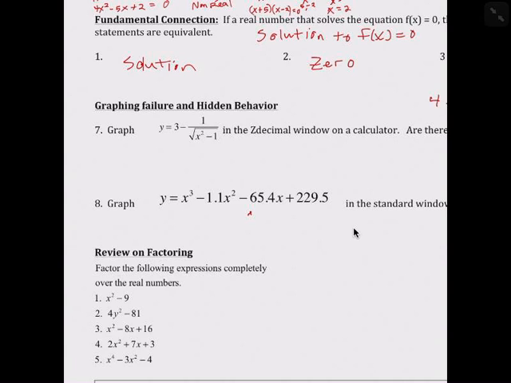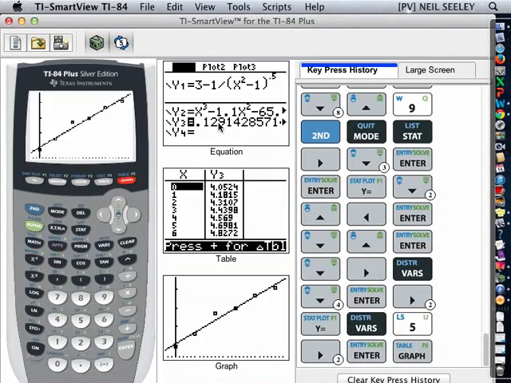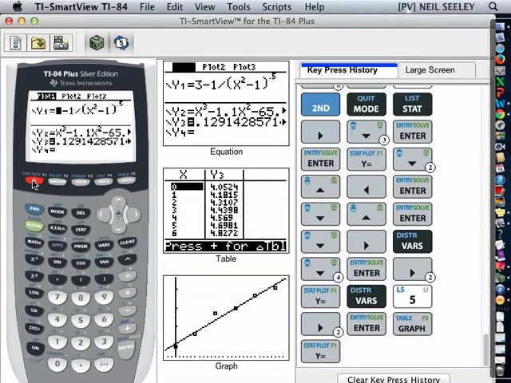Go to y equals. I've got to get out of full screen here. Get my calculator up. Okay, under y equals, you want to put in these two equations. I'm going to turn them on.